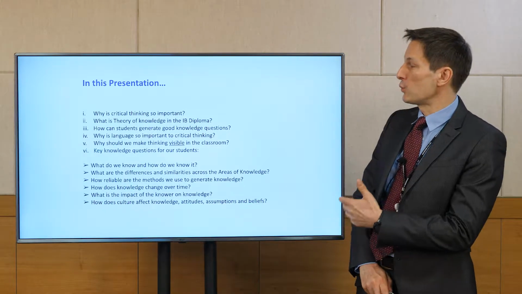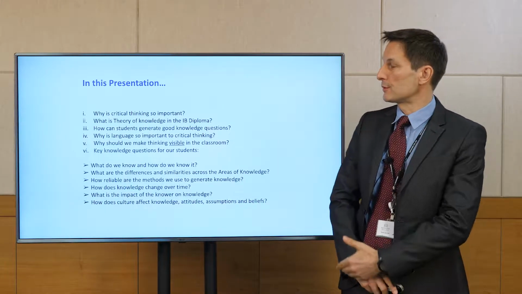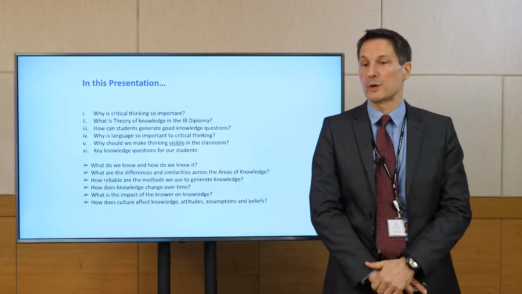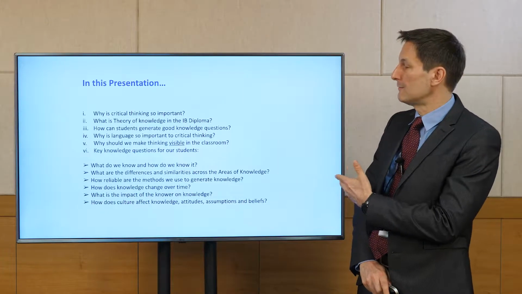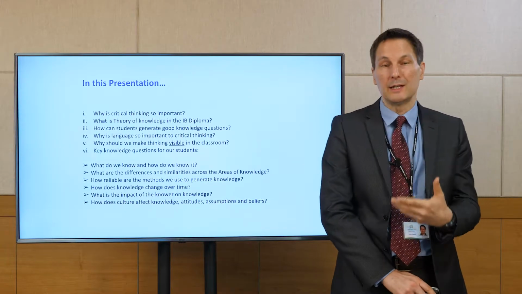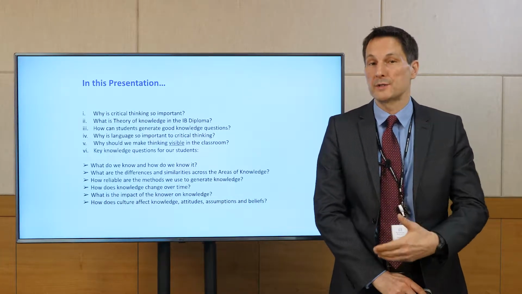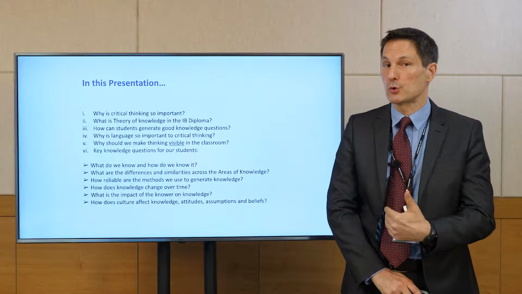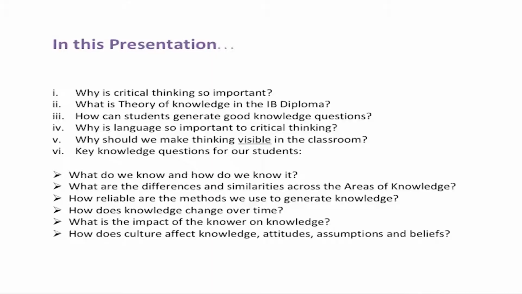The fourth question is, why is language so important to critical thinking? And then the fifth important question is, why should we make thinking visible in the classroom? Now, at the same time, there are several key knowledge questions that we always address with our students, and we're going to talk through those at the same time. So the first question is, what do we know and how do we know it?